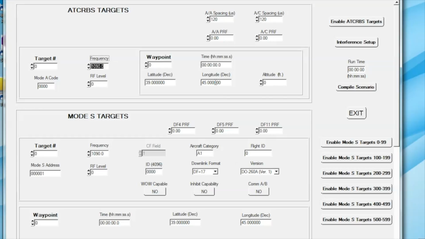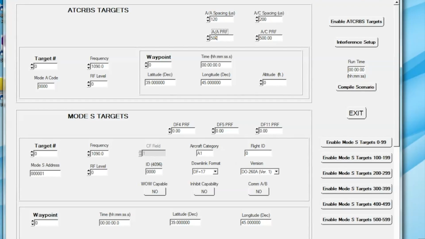At the top of this menu are the ACRAB's parameters that are programmable. I will leave the Mode A to Mode A spacing at the minimum value of 120 microseconds and program the Mode A to Mode C spacing to 200 microseconds so that we can distinguish the two on the oscilloscope. I am setting both the Mode A to Mode C PRF and the Mode A to Mode A PRF to the maximum value of 500, again to facilitate viewing on the oscilloscope.